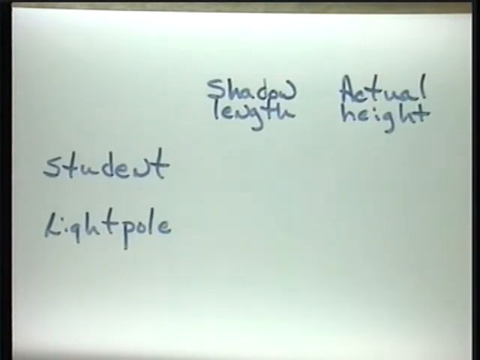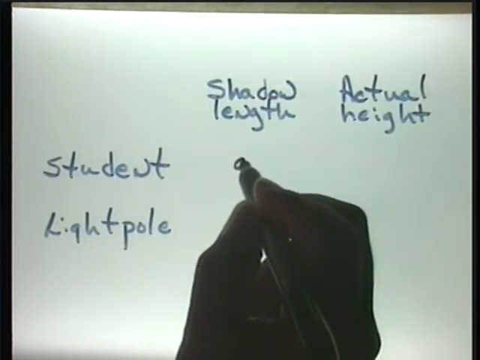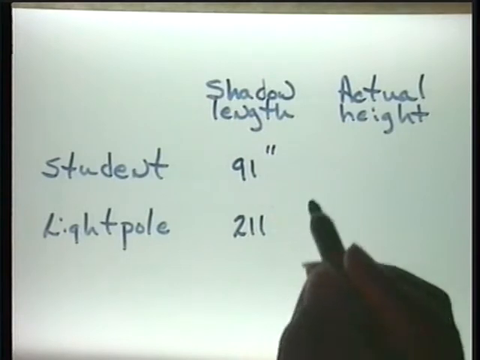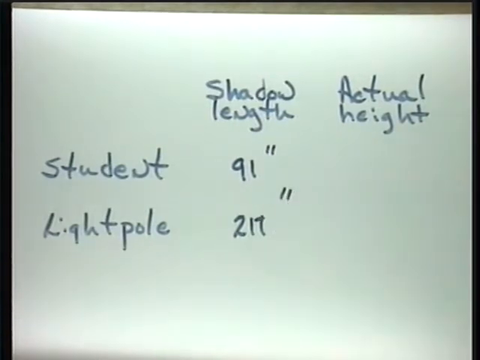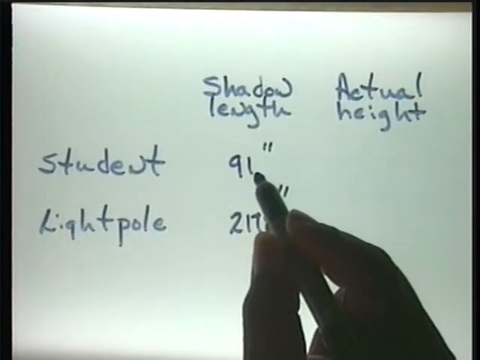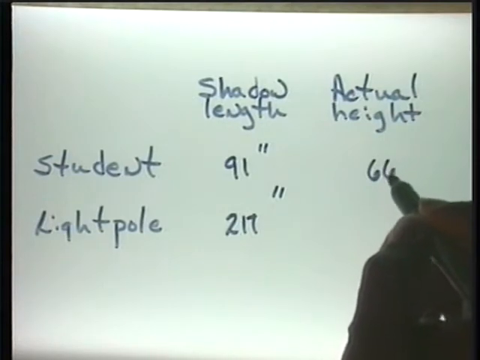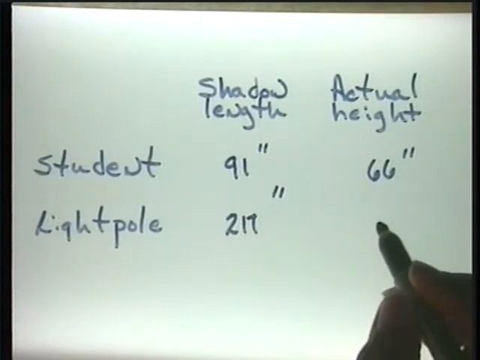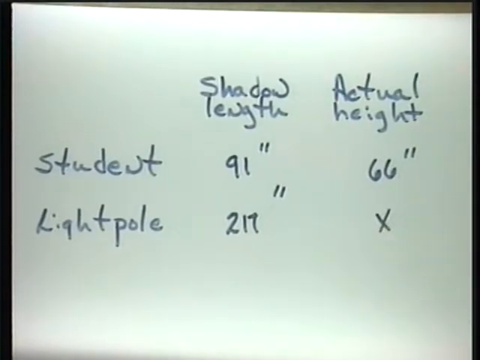To enter the information we've collected, one student has a shadow length of 91 inches. The light pole shadow was 217 inches. The student's height that had the 91-inch shadow length was 66 inches. Since we do not know the height of the light pole, we'll use a variable x to represent that. The organization of the information from the table we just viewed leads us to set up the following proportions.